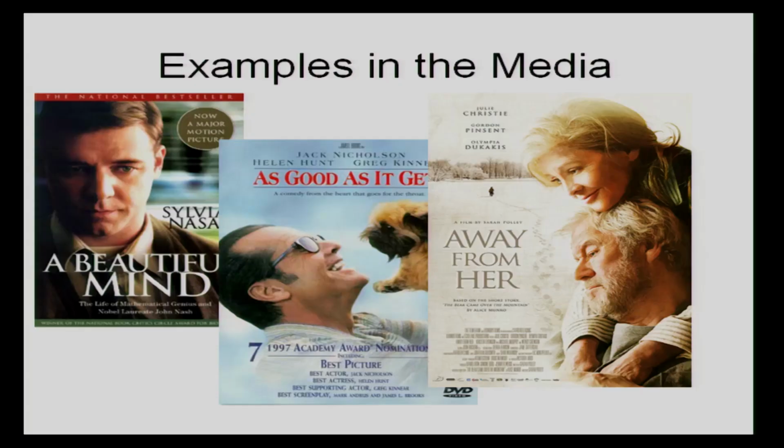Okay, so neuropsychiatric disorders have been a mainstay of movies, and this is part of why your last homework project is the movie report. So we have the story of John Nash, the Nobel Prize-winning mathematician who suffered from paranoid schizophrenia. As Good as It Gets is somebody with obsessive-compulsive disorder. Away from Her is more Alzheimer's disease, associated with dementia.